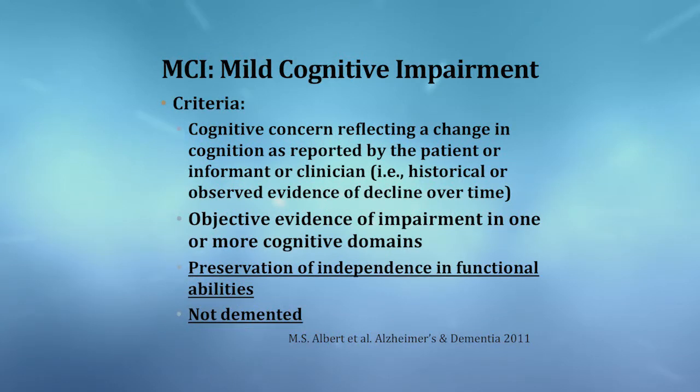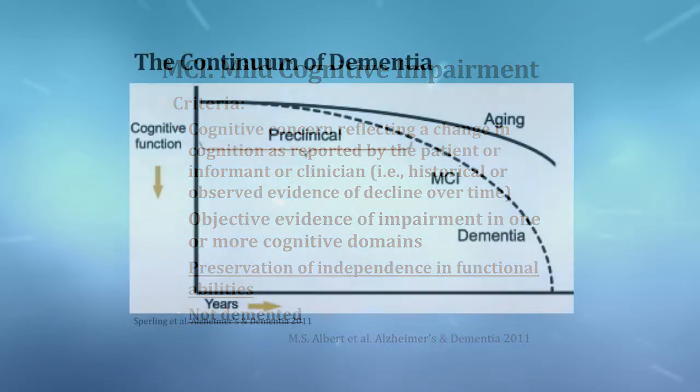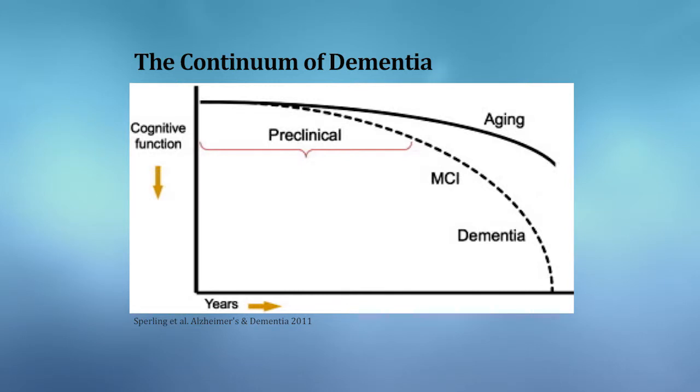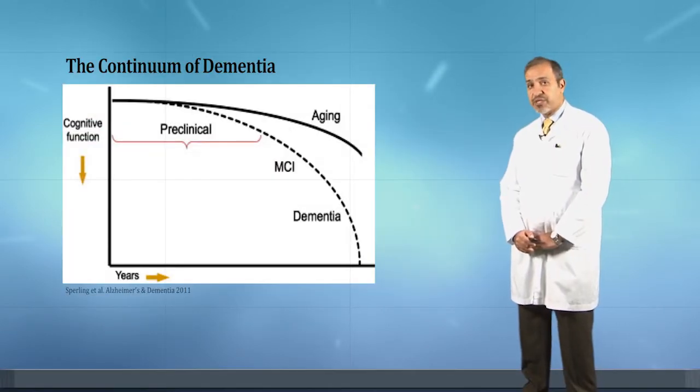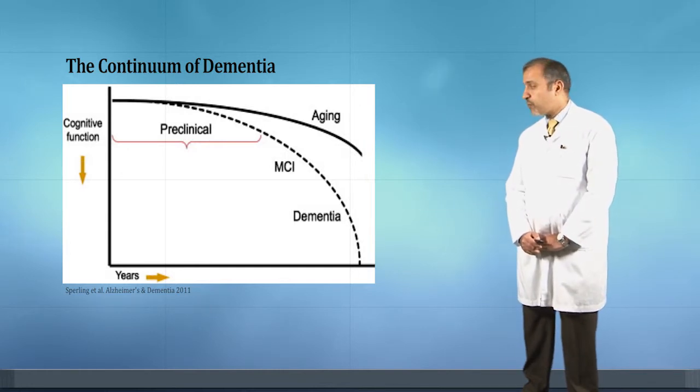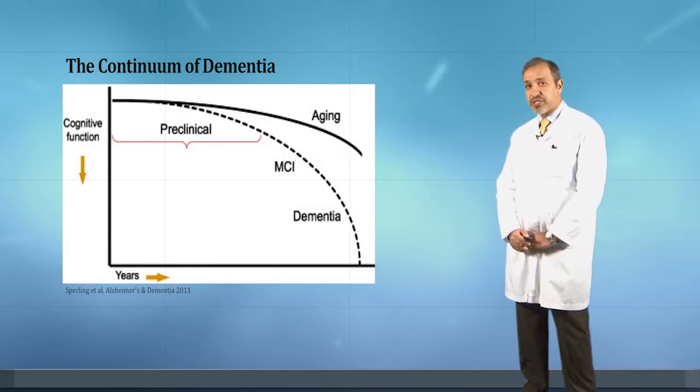What is mild cognitive impairment, or MCI? There are specific criteria that are changing with time as we learn more about mild cognitive impairment. But generally, it is a condition with altered cognition where the person is still completely independent in his activities of daily living, and the patient is not demented. What is the continuum of dementia? As we age, our cognitive function slowly declines, and people that eventually develop dementia have a preclinical phase, followed by a mild cognitive impairment, followed by dementia as time goes by.